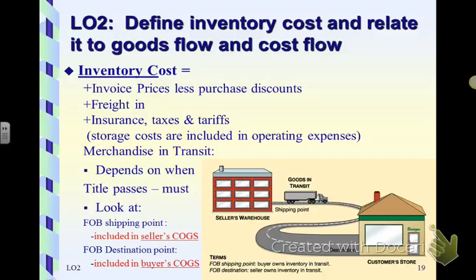What goes into our inventory cost? It's going to be the price of the item that we're purchasing, less any purchase discount. It's going to be the cost of freight, any insurance, and any taxes. And depending upon whether we are the one that's purchasing it, FOB shipping or destination is going to depend on whether our inventory is going to include things that are in transit. Remember that FOB shipping point is included in the seller's cost of goods sold, and FOB destination point is included in the buyer's cost of goods sold. Okay?